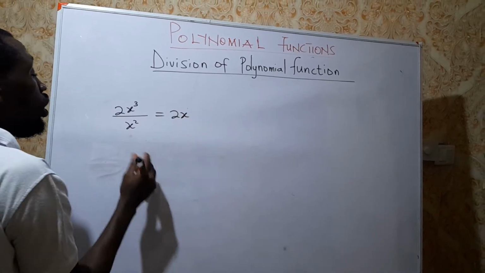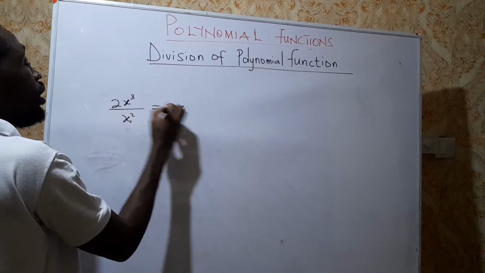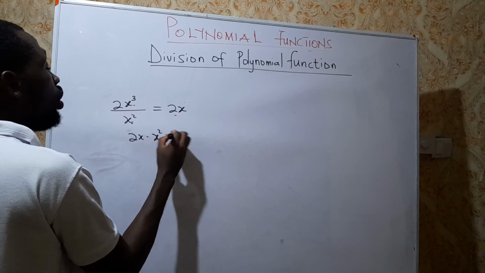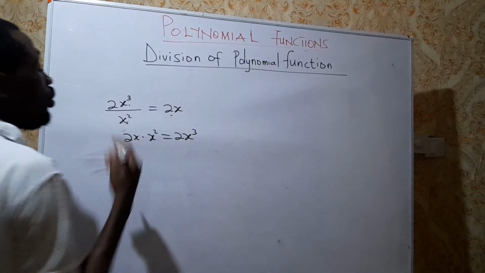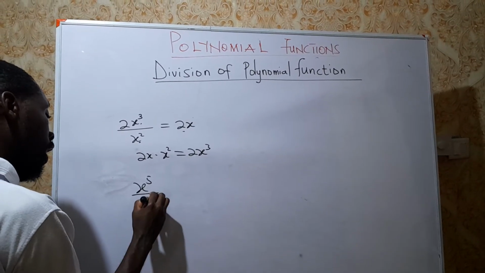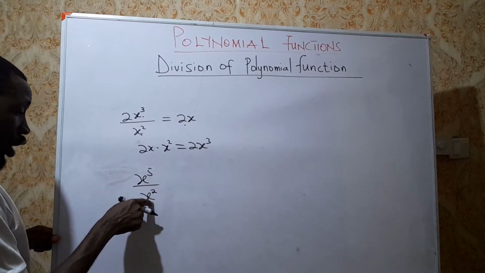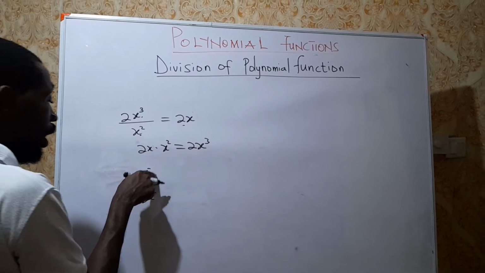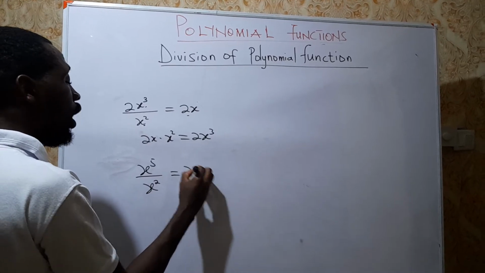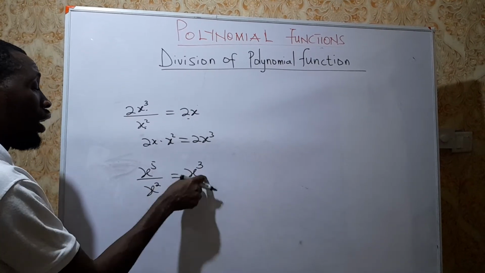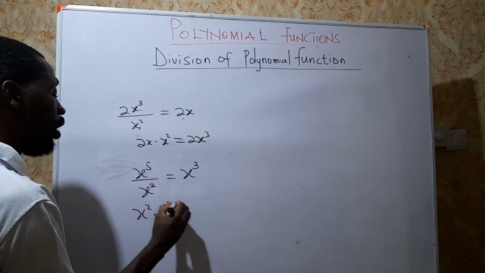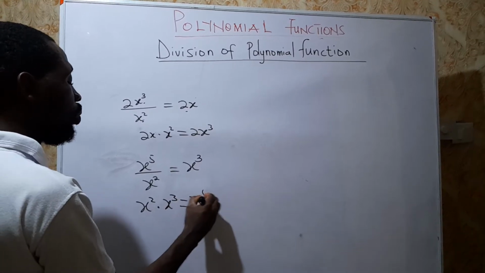We'll get 2s, sorry. So if we multiply this by this, we should get this back. For instance, 2s times s squared will give us 2s squared. For instance, if we have s exponent 5 divided by s exponent 2, this will reduce the dividend power by 2. So that will be equal to s exponent 3. When we multiply this and this, you get this back. That's s squared times s exponent 3, which will give us s exponent 5.